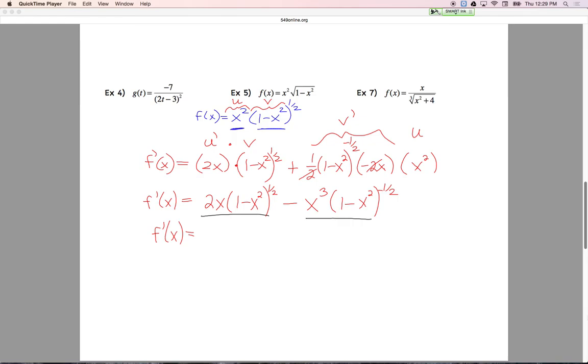First of all, let's start with the 2x and x cubed. That's the easy part. Just pull out an x. Okay, what else can we pull out? What else do these two things have in common? (1 - x^2). How much of that (1 - x^2) do they have in common is the key.